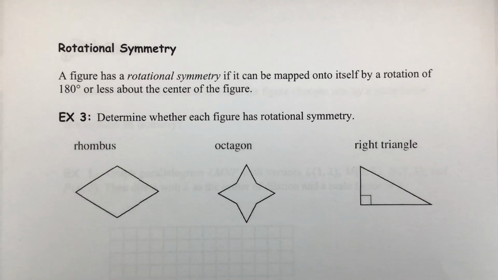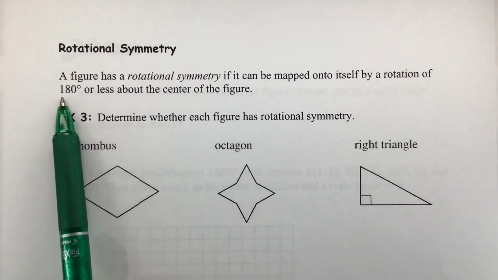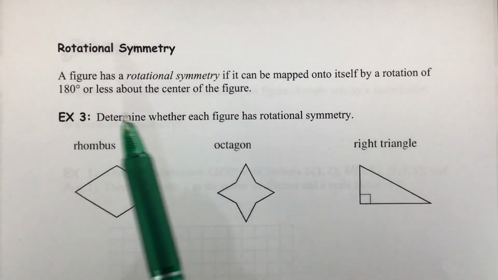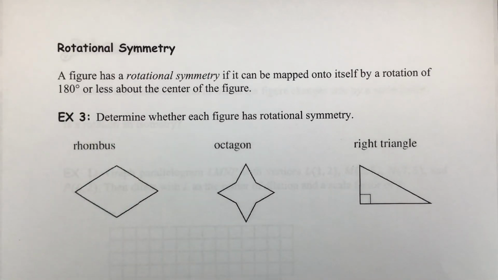Except we're not talking about a 360 degree rotation, because if we do that, you could literally rotate any figure in the world and end up in the same spot. So it needs to be limited to 180 degrees or less. 180 degrees means that you'd have to make at least half of a turn. But if you can make half of a turn and then it ends up on itself, that'd be rotational symmetry.